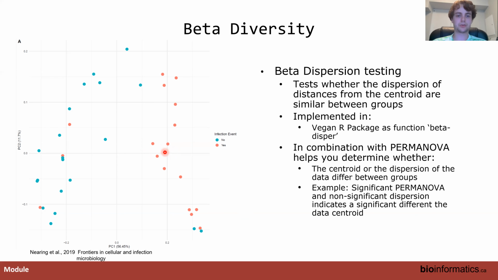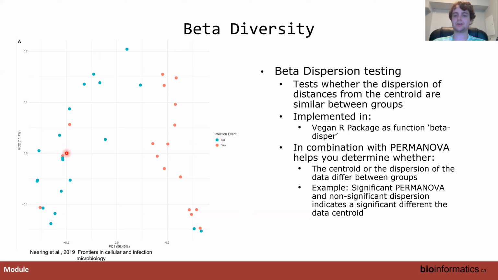So you can imagine the red group has a centroid where my red marker is here, and you'd want to test whether the spread of data from that centering is similar to the spread of data from the centroid in the blue group, which maybe exists somewhere where my red marker is here. So this test is implemented in the vegan R package as the function betadisper. And in combination with PERMANOVA, it helps you determine whether the centroid or the dispersion of the data differs between the two groups of interest.